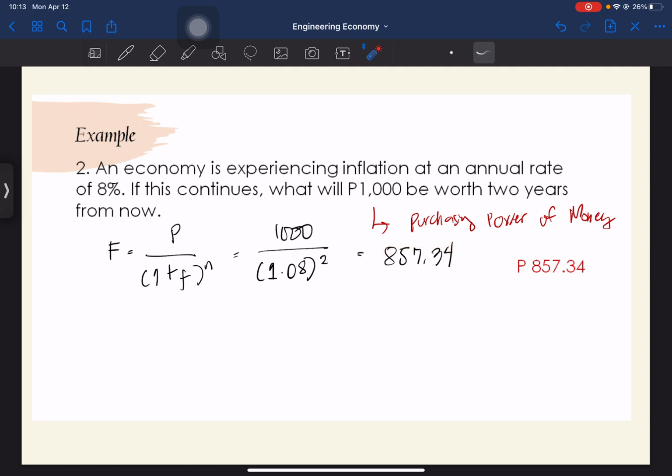Ibig sabihin lang yan, after 2 years, ang kaya na lang bilhin ng 1,000 mo is yung item na worth 857.34 ngayon. Okay? Let's put that into graph. Okay. This is present. Tapos this is future. Let's say plus 2 years.